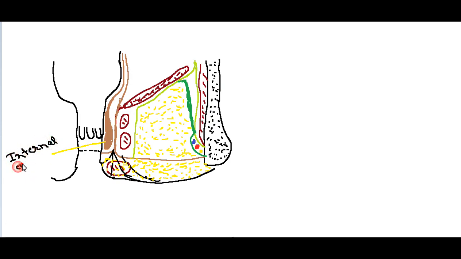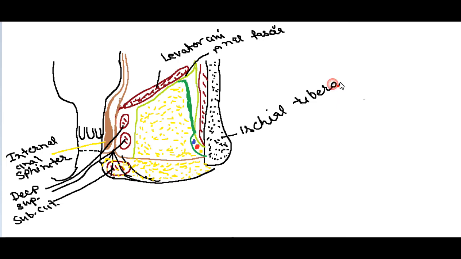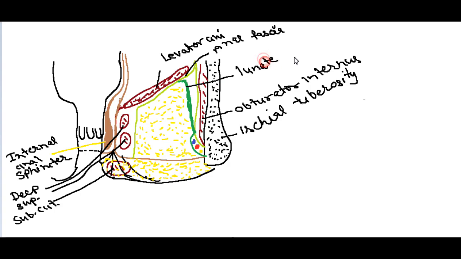This is the internal anal sphincter. These are the three external anal sphincters: the deep, superficial and subcutaneous. This is the levator ani muscle, and this fascia covering it is the anal fascia. This is the ischial tuberosity, the obturator internus muscle and its covering fascia. This is the lunate fascia or fascia lunata. Below we have the skin. This is the perianal fascia.